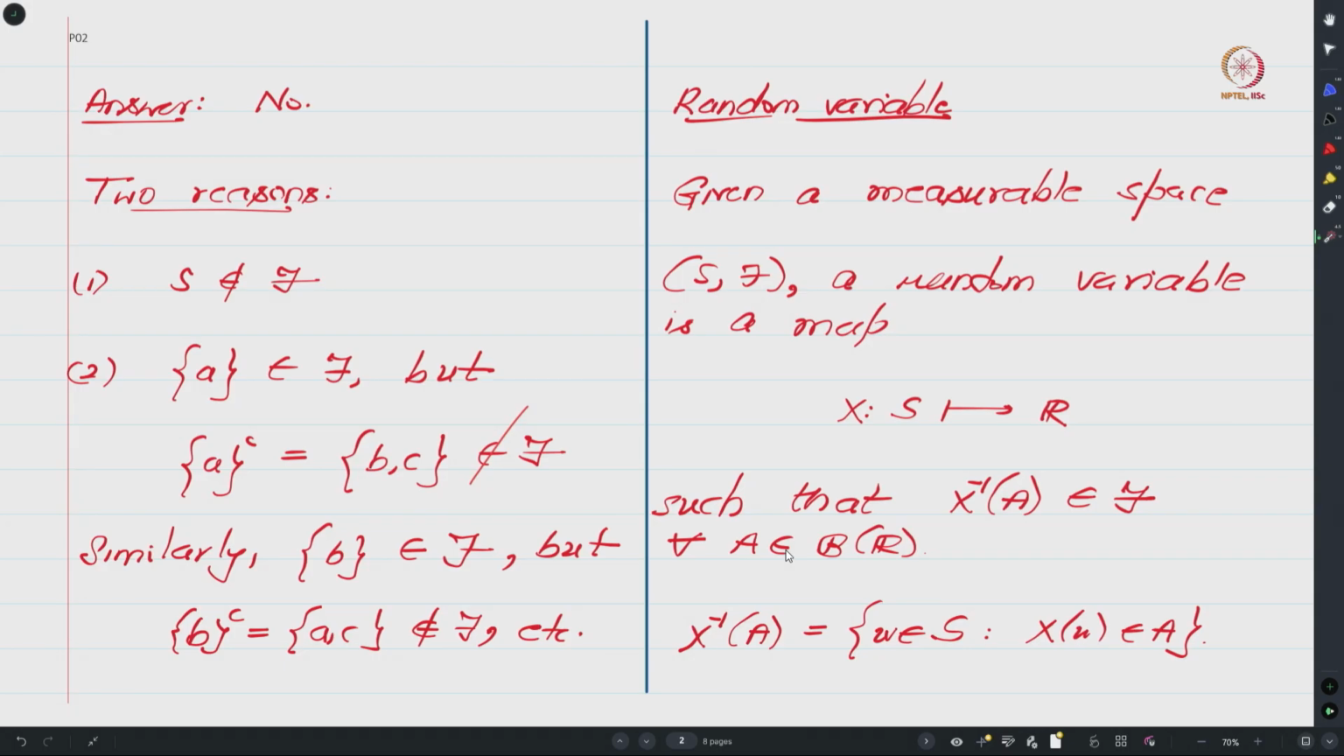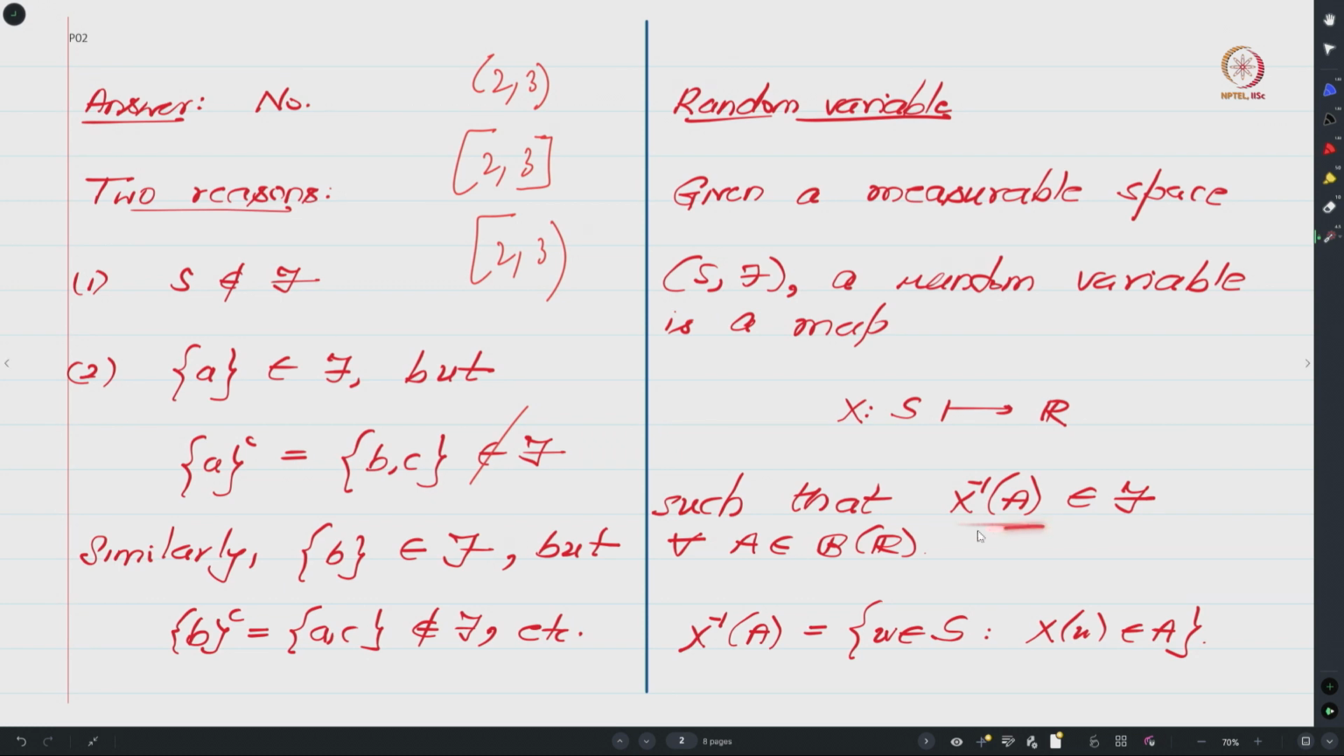For example, your intervals of different kinds, that is your intervals which are open at both ends, for example something like this, or intervals which are closed at one end, or closed at both ends, and so on and so forth. All such kinds of intervals belong to this Borel sigma algebra. So this is why it is special. The Borel sigma algebra in some sense is the smallest sigma algebra that contains sets of this form. And for X to be a random variable, we require that X inverse of A belong to F for every A in B of R.